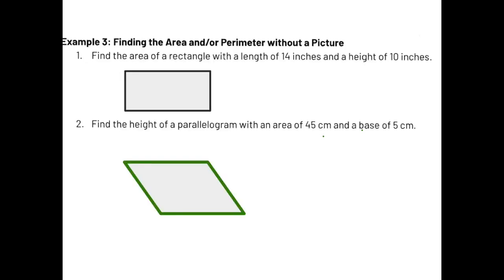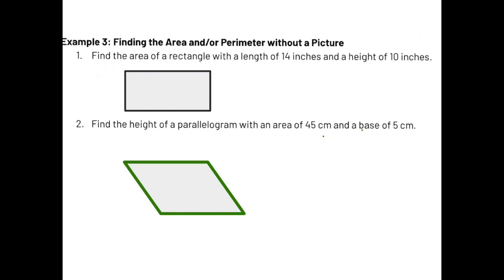So in example 3, these two problems are dealing with area, and it looks like the first one is area of a rectangle, so I went ahead and sketched out a rectangle. And then number 2 says finding the height of a parallelogram, so I went ahead and sketched out a parallelogram.